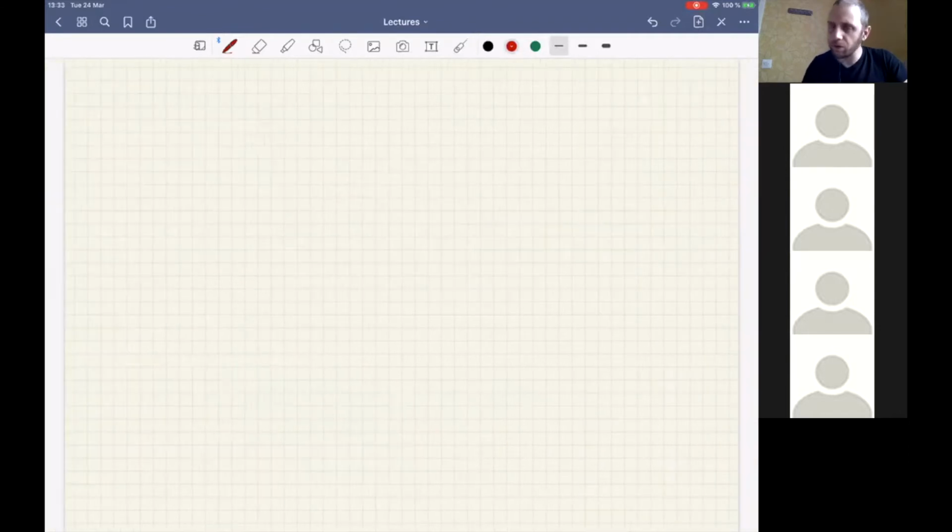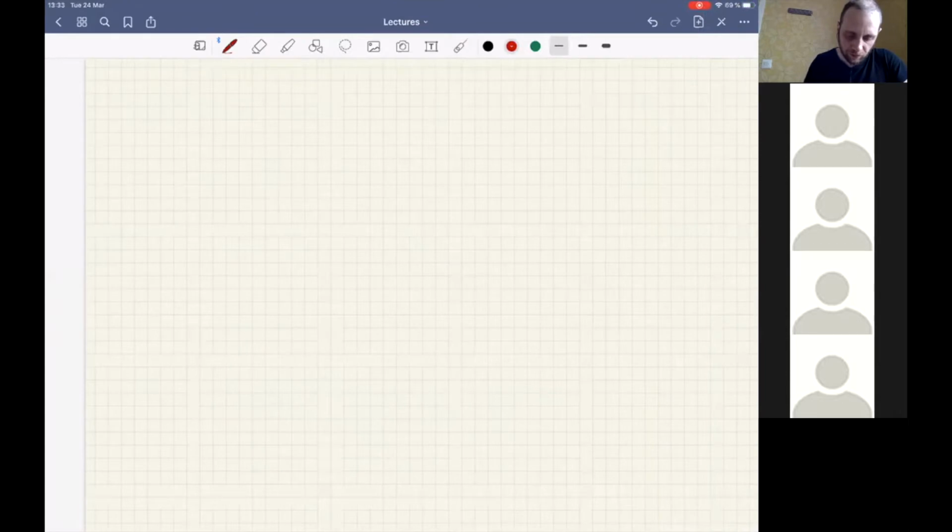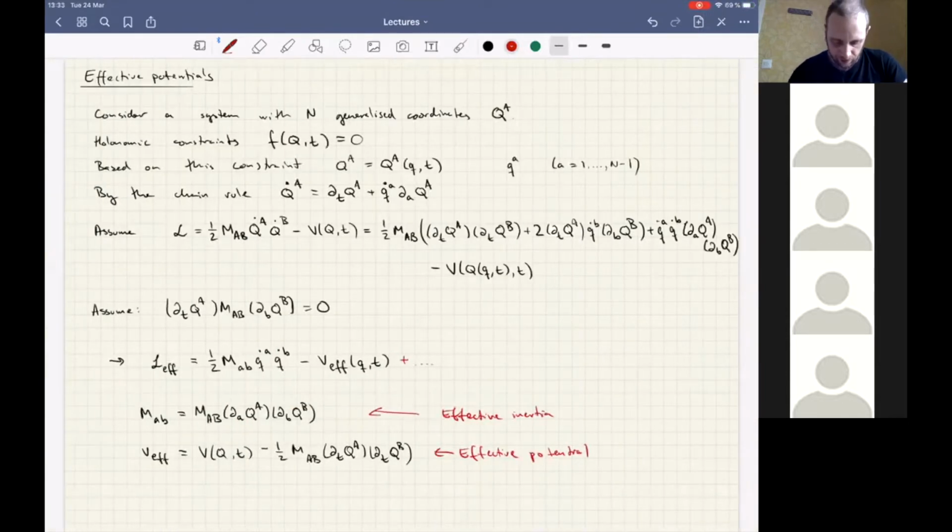I have a question. Yeah, sure. What does it mean to have an effective potential and an effective Lagrangian? What is it we're actually doing here? As I mentioned in the beginning, what we're trying to do is take a system that has a larger number of degrees of freedom, and then we are adding a constraint on top of that, and seeing what the potential becomes in that new system.